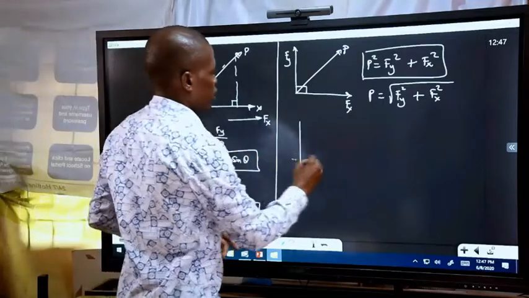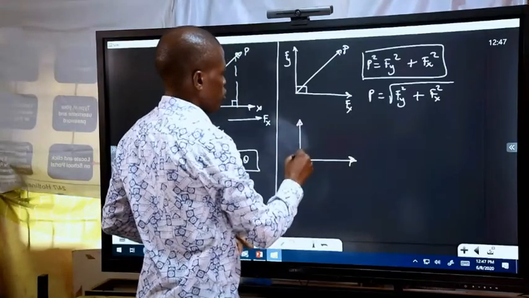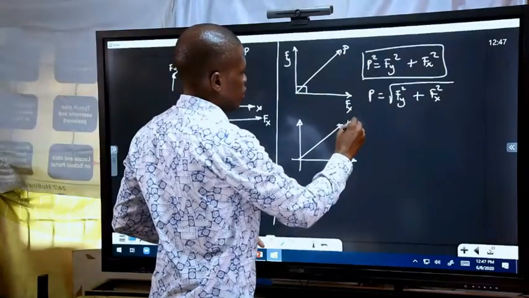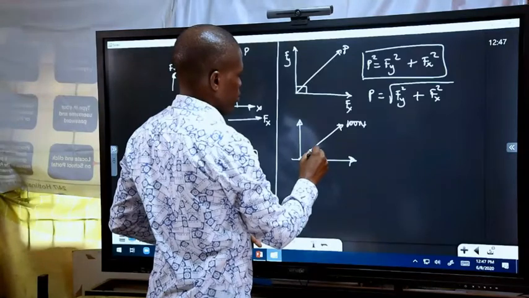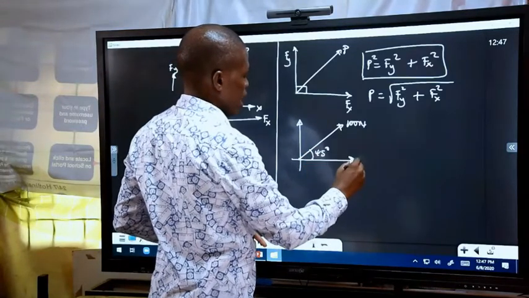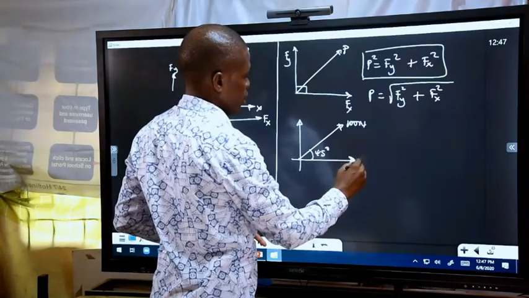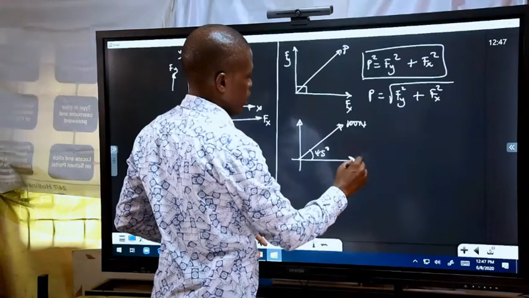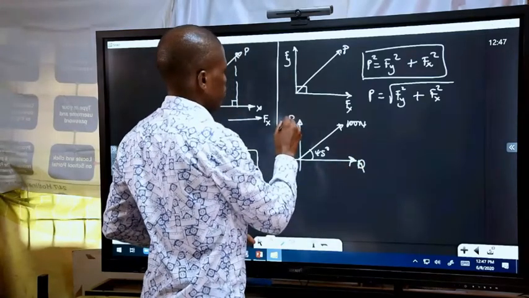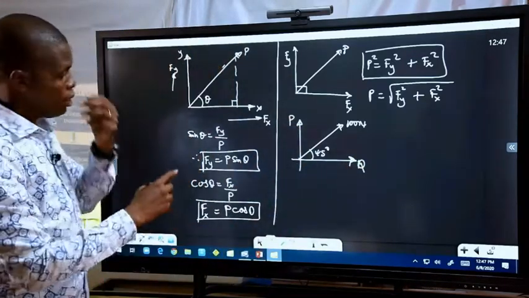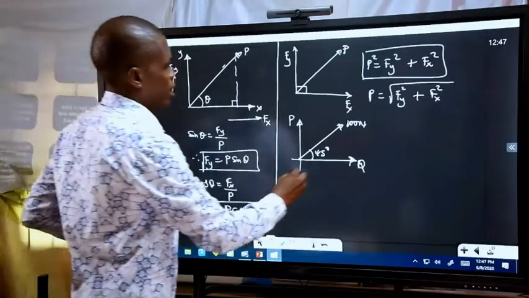So we are given this. We are given a force of 100 newtons at an angle of 45 degrees, and we are asked to look for two forces. Here, I call this one Q force, and here P force. So find P and Q. How do you find P and Q in this diagram?